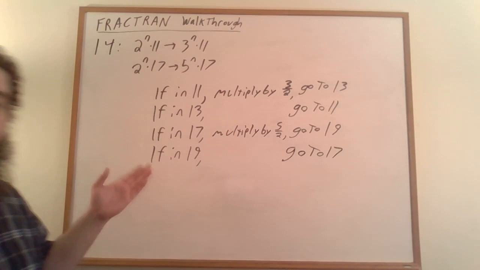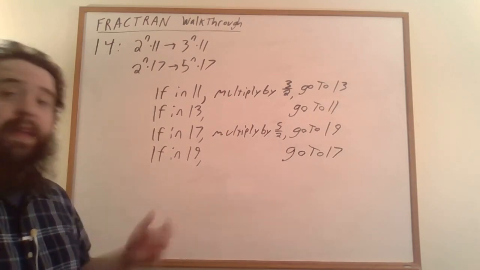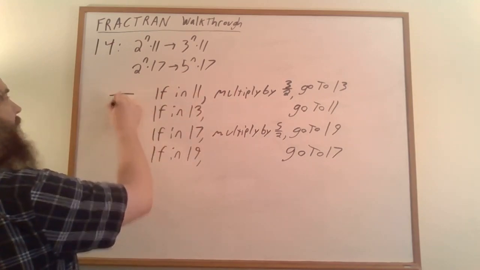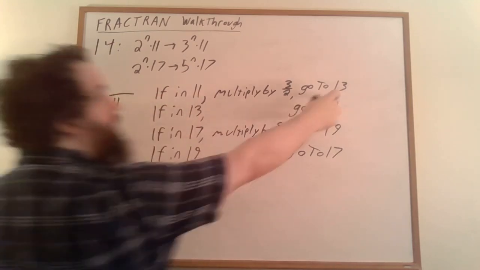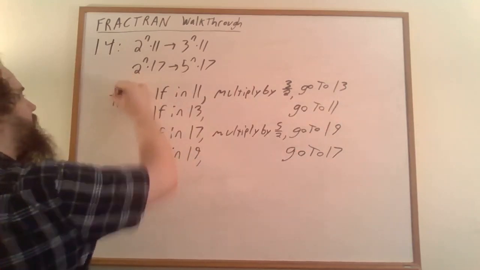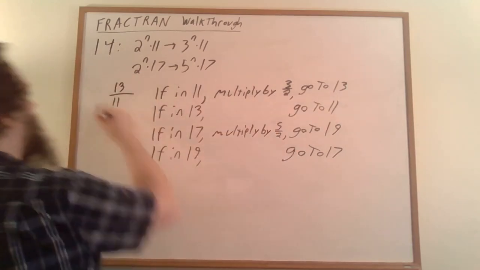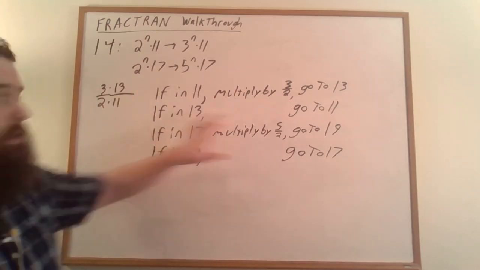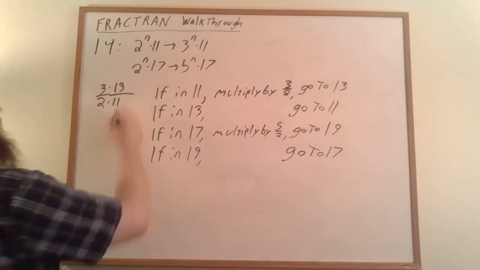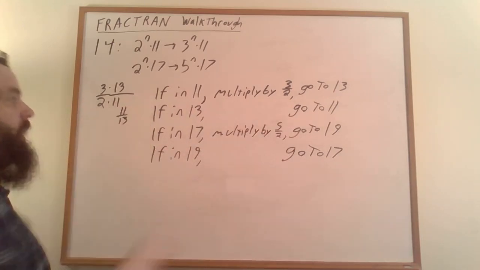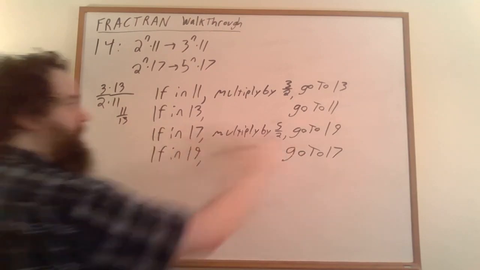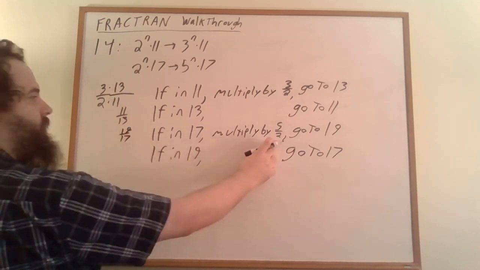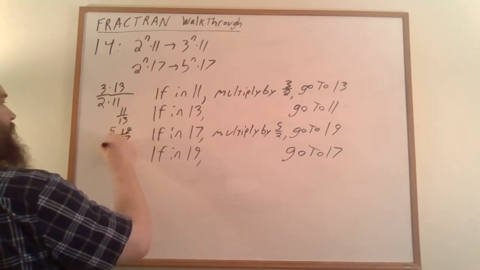And the same thing with states 17 and 19. We can then turn these into fractions. This fraction here should get rid of an 11 to get out of state 11, and add a 13 to get into state 13. And it should also multiply by 3/2. This fraction here, in order to get out of state 13 and into state 11, we need to multiply by 11/13. This fraction here, in order to get out of state 17 and into state 19, is going to need a 19/17. And we also need to multiply by 5/2 out front.